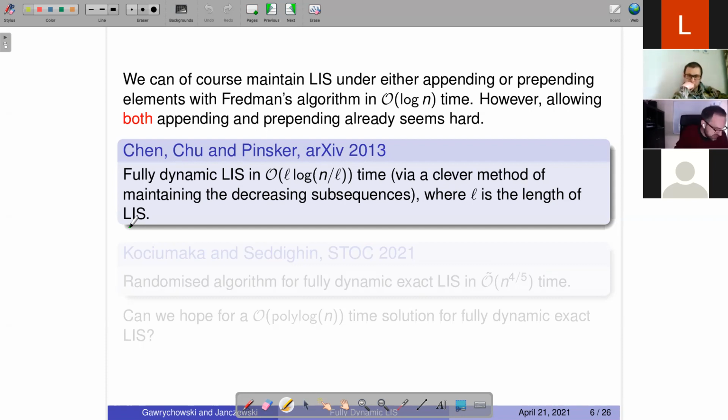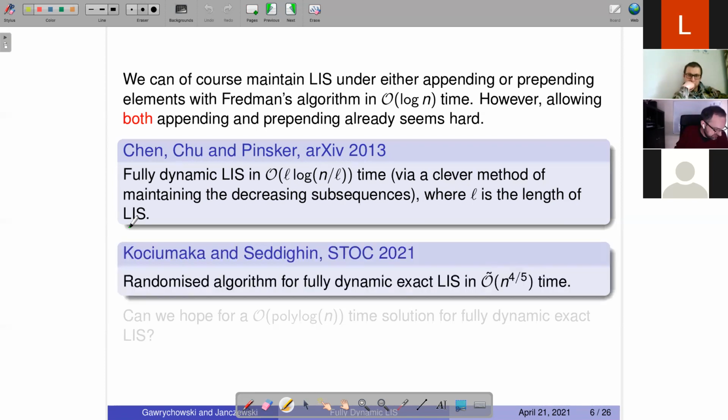Okay, and after this paper, there was nothing till this year, well, actually last year, because the preprint was available last year. Kociołaka and Sedizhin showed that you can actually maintain full dynamic exact lists in sublinear time, and here sublinear means n to 4 over 5. Okay, so it's an improvement in the exponent.